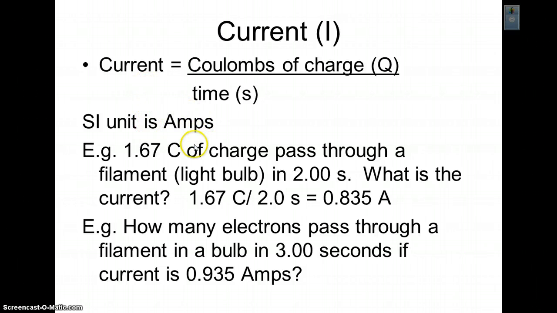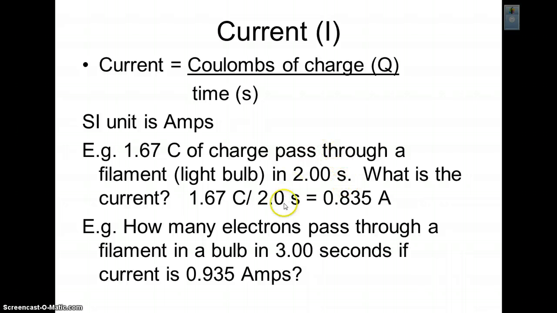So a couple of examples here. Let's say I have 1.67 coulombs of charge passing through a filament light bulb in 2 seconds. What's the current? We'll take 1.67 coulombs of charge, Q, over 2 seconds. We would get 0.835 amps.